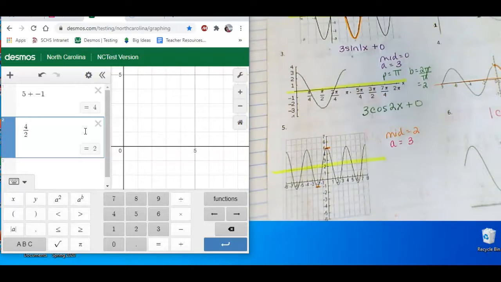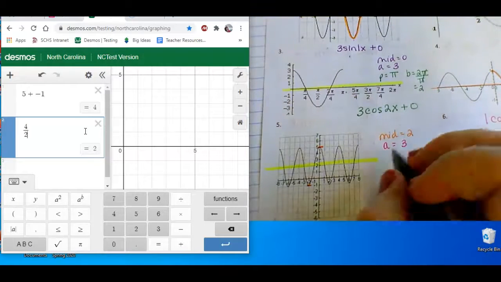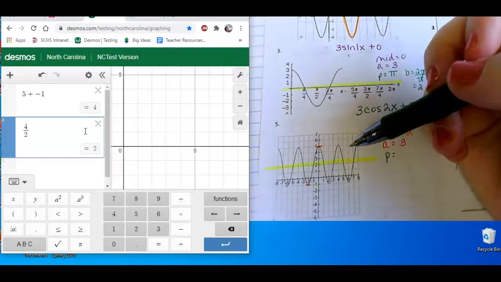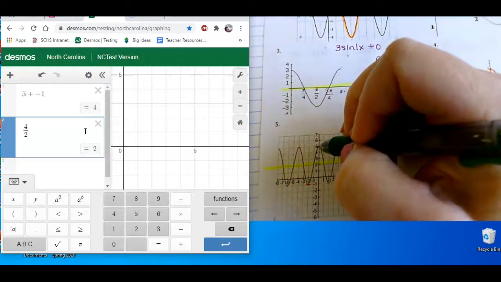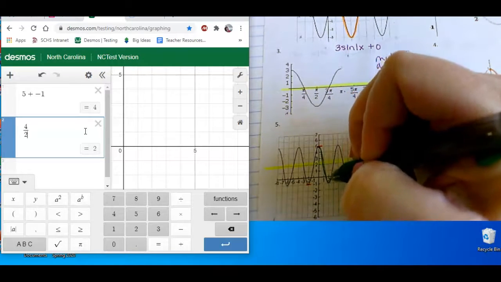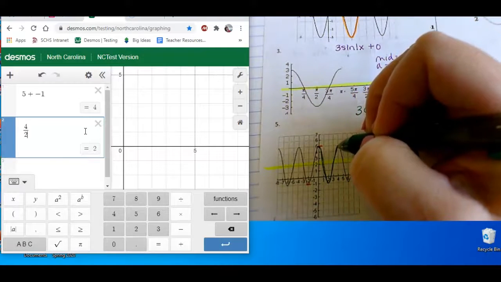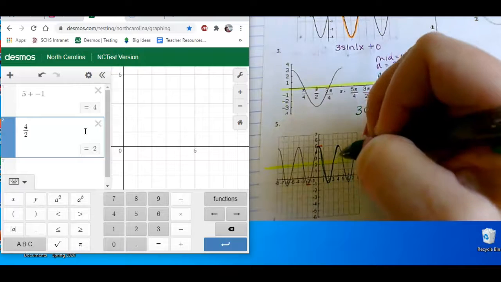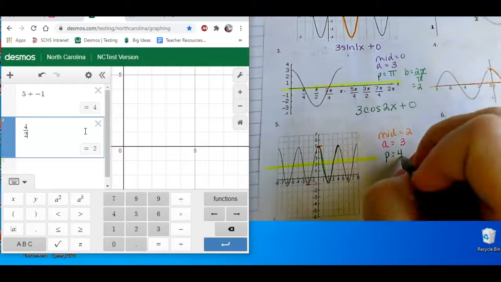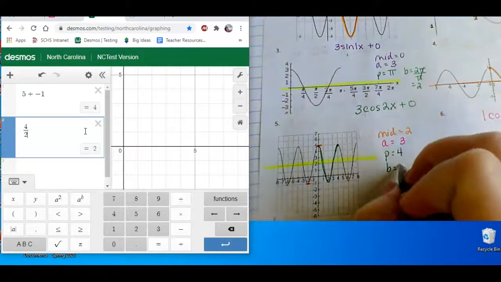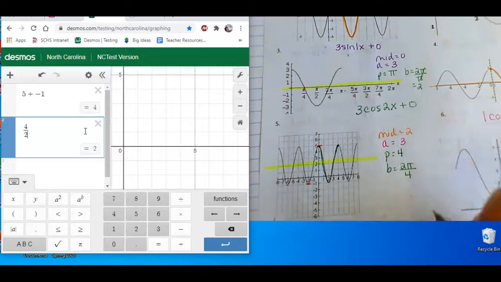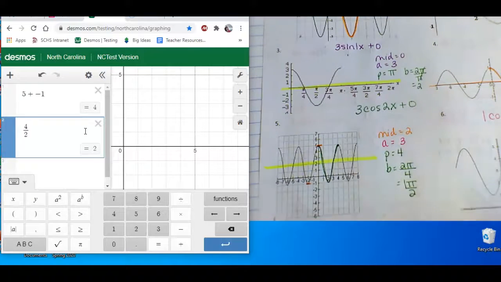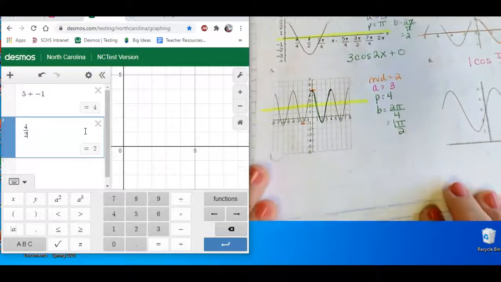Okay, let's talk about the period. The period is the one I think that's most complicated. When I do it, I always just kind of draw it. So I start it at the beginning, and I'll draw it until I get back to where I started. I got back to where I started there. That was at 4. So 4 is the period. Which means b is 2 pi divided by 4. You can reduce the 2 and the 4 and get 1/2. And that's everything we need.